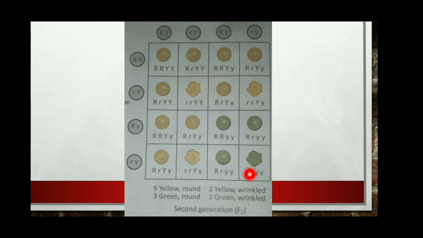Then at last, wrinkled green. For wrinkled green, both small y and small r must be there. Only one: the fourth row, last cell, small r, small y. So that is wrinkled green.